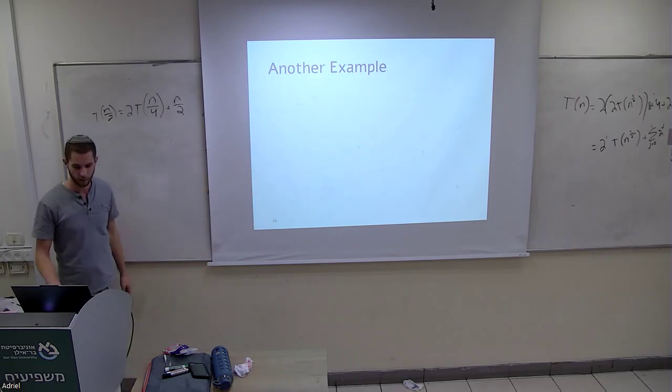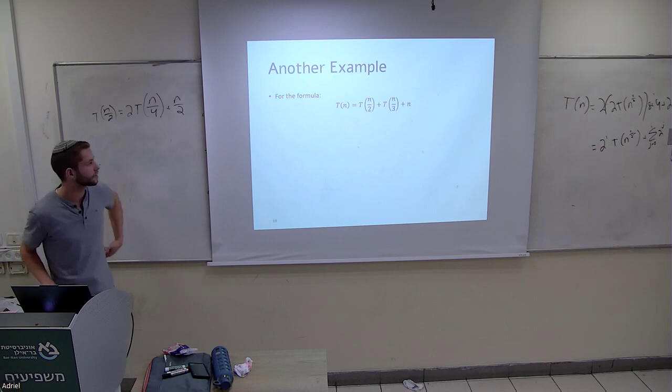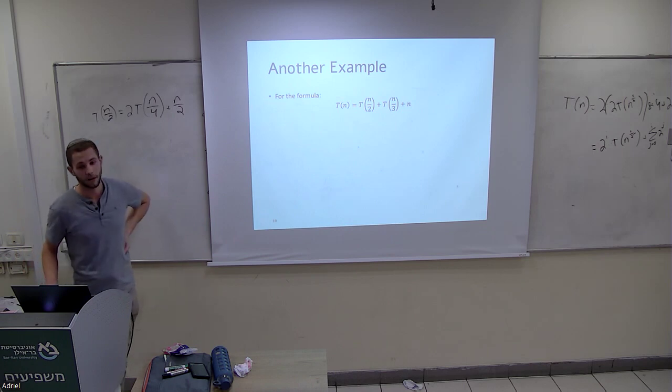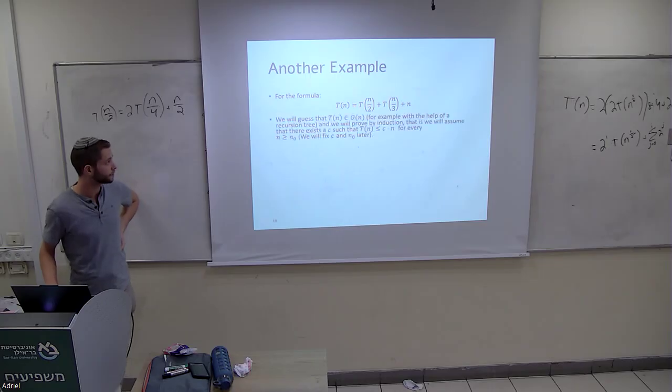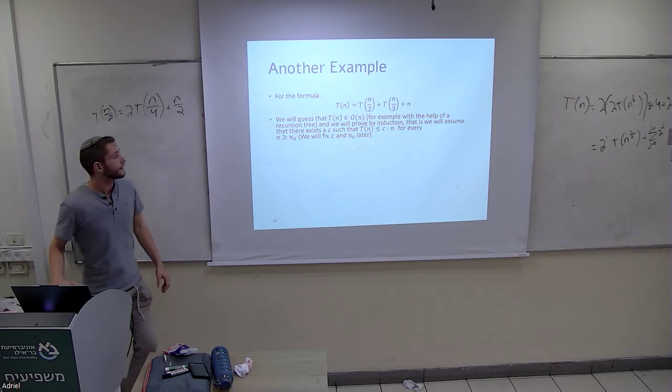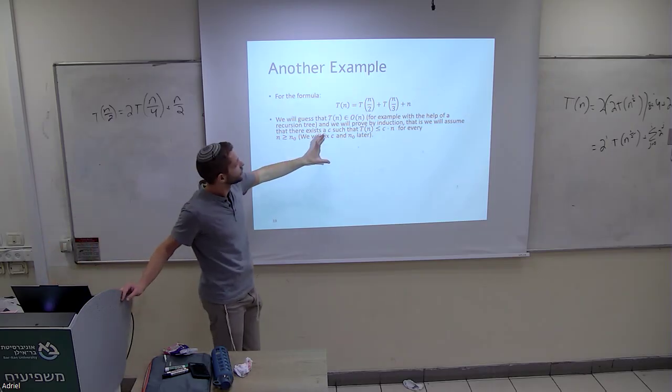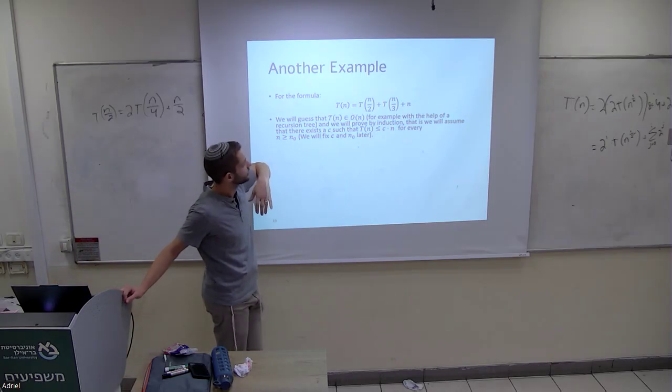But okay, another example. For this formula, we're gonna guess. This was a little bit harder. You don't know what this formula is, right? Before we knew it was n log n. Now we don't know. So we'll guess. We'll guess that it's O of n.